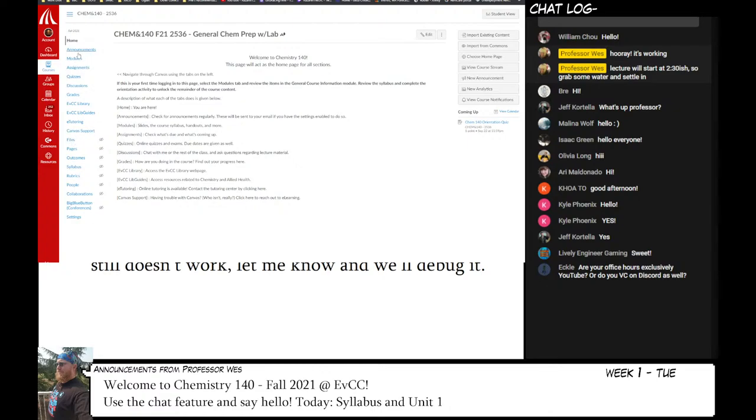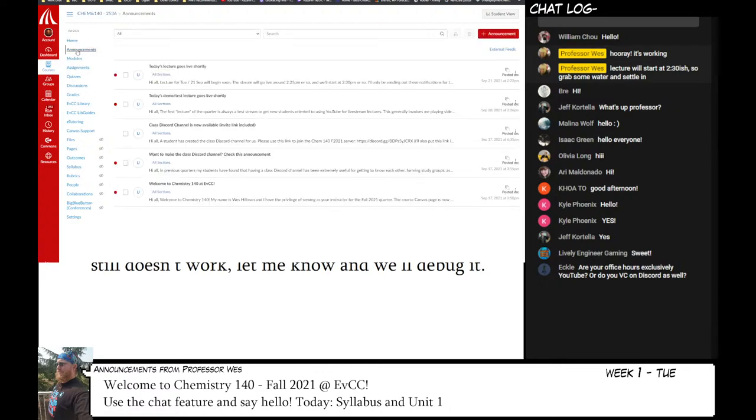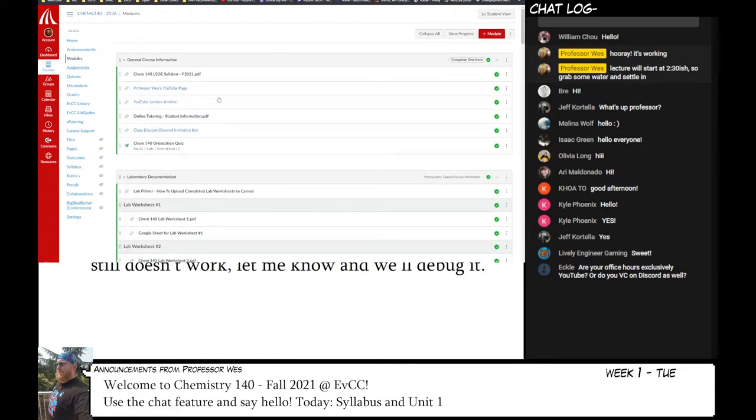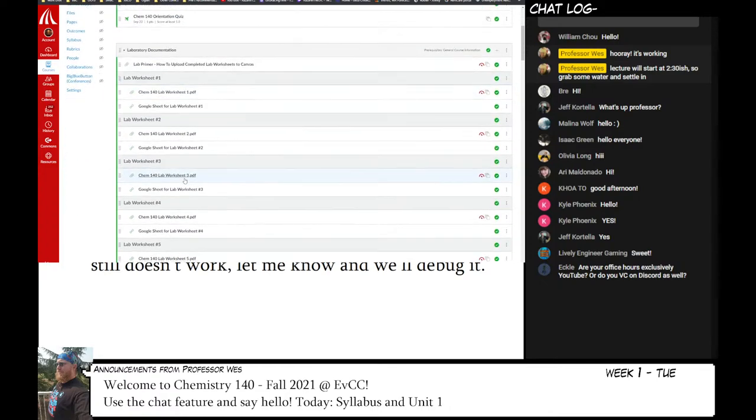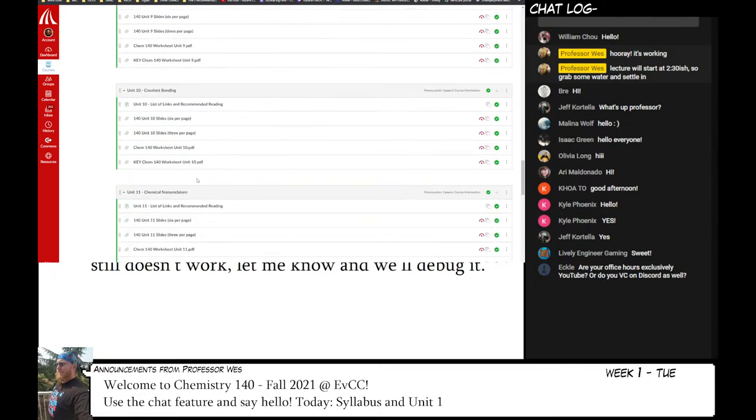What you're going to want to do is use these first few tabs up here. Announcements is just a record of all of the stuff that we have done so far. Modules is the meat and potatoes of Canvas. This is where everything is. Note that if you have not done the orientation quiz, the rest of this stuff down here, and there's a lot of it, won't appear.